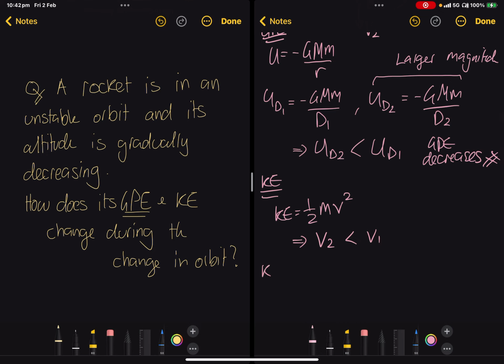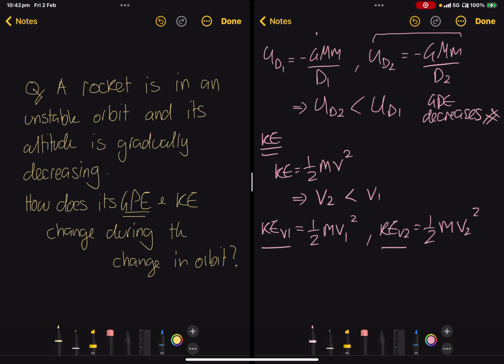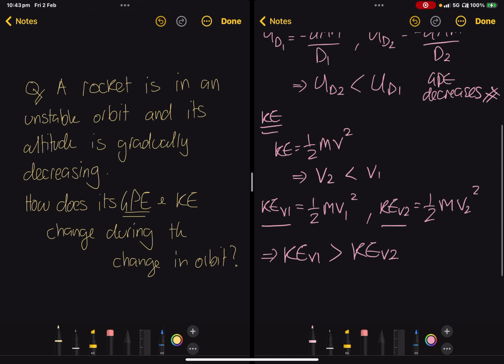So we get two kinetic energies. We get kinetic energy of V1, which is 1/2 m V1 squared, and we also get kinetic energy of V2, which is 1/2 m V2 squared. Now if we know that V1 is bigger than V2, this implies that kinetic energy of V1 must be bigger than kinetic energy of V2. So what happens here? Well, kinetic energy decreases. So in this case, we actually get both of these decreasing. We get gravitational potential becoming more negative and thus decreasing, and we get kinetic energy becoming less positive and also decreasing.